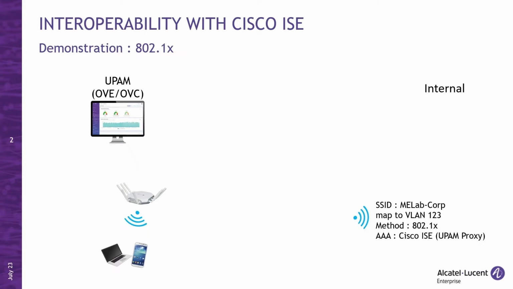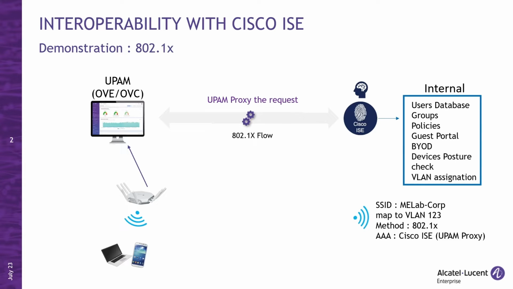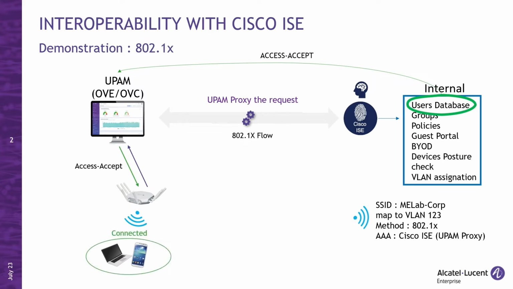The access point is configured to use UPAM as the authentication server, which will actually proxy the request to a Cisco ISE server. Indeed, the user's credentials are stored in the Cisco ISE database. After responding to the EAP challenge, Cisco ISE will send a RADIUS Access-Accept packet to UPAM, which will be proxied back to the access point, granting access to the endpoint.